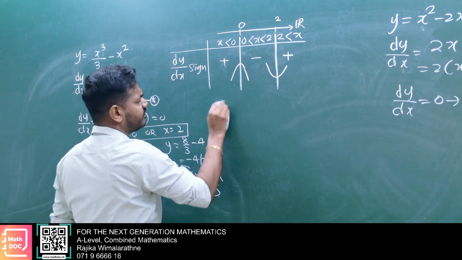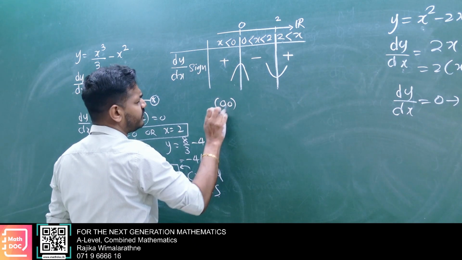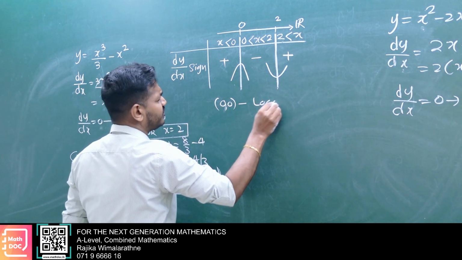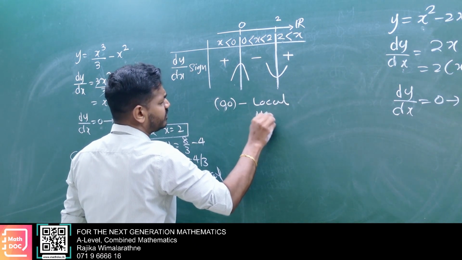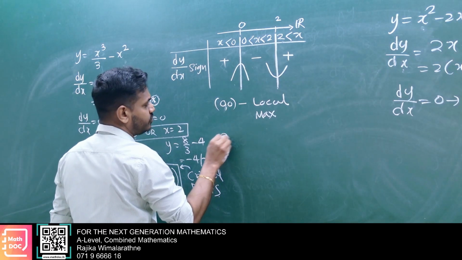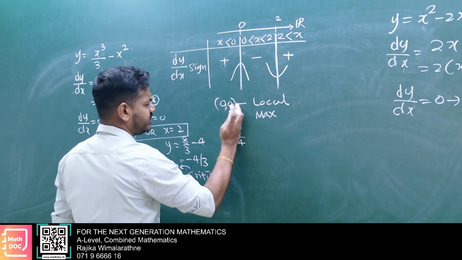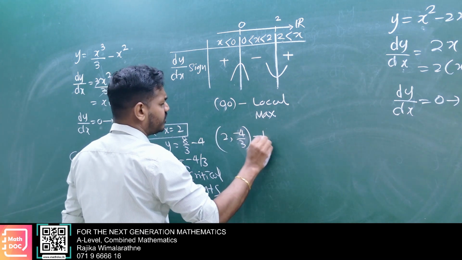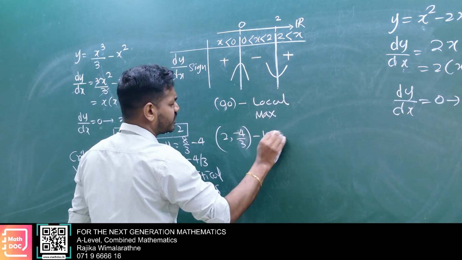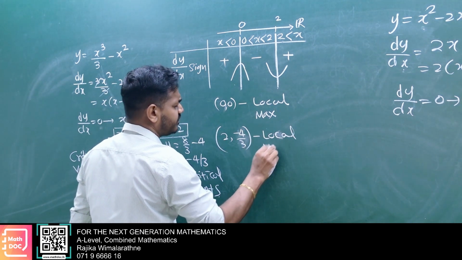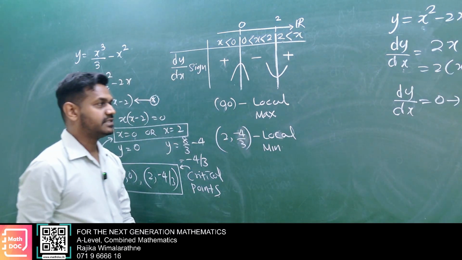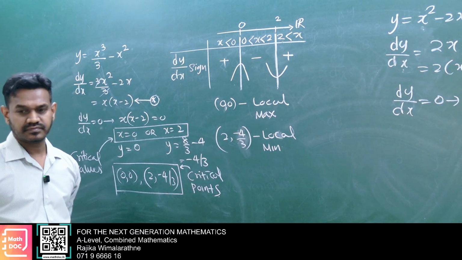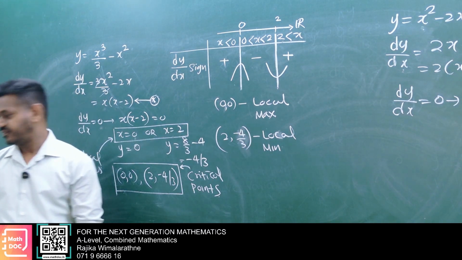Then 0, 0, local maximum point, 2, 4 third, local minimum point. Local maximum here and here local minimum. Okay.